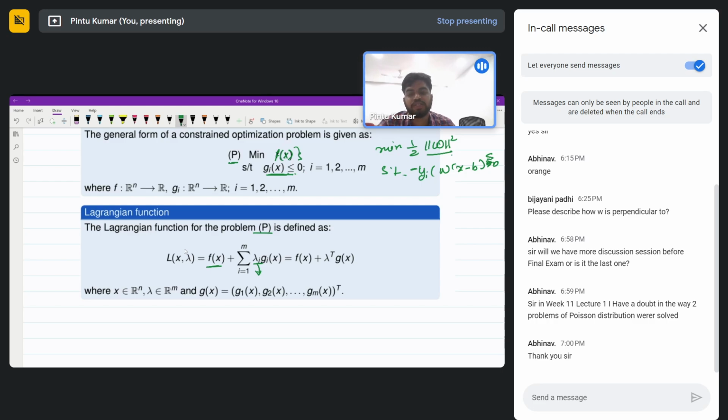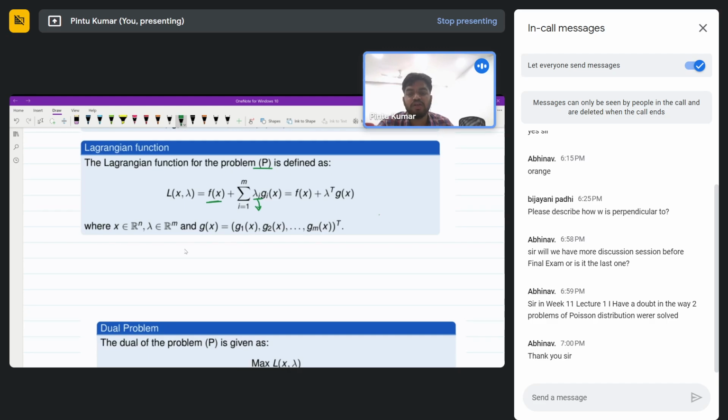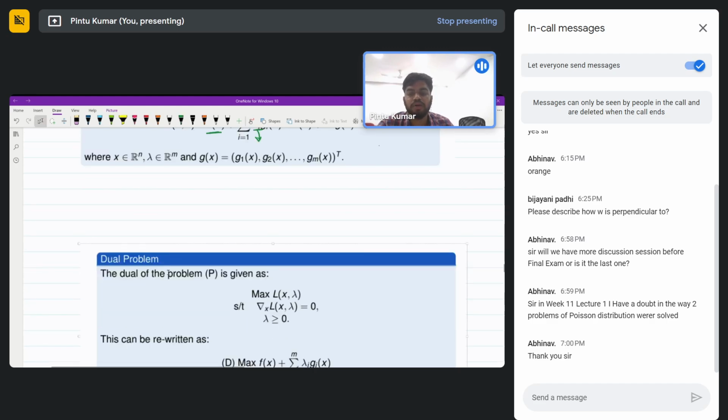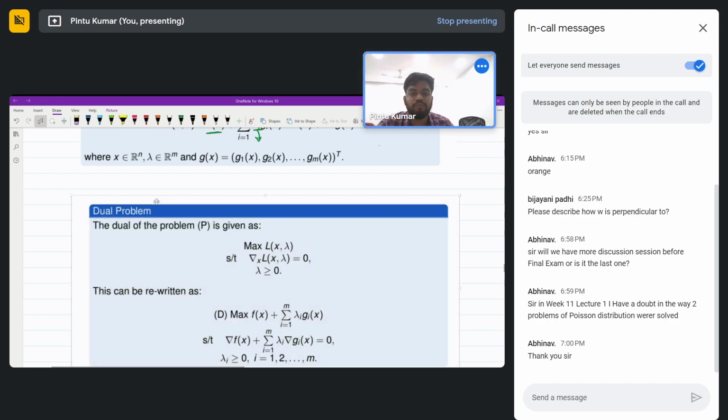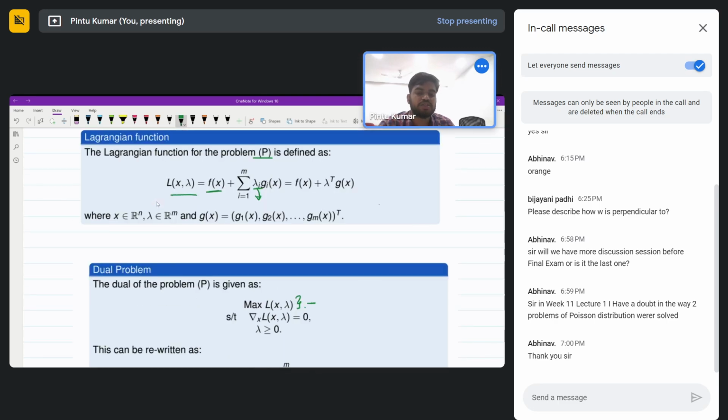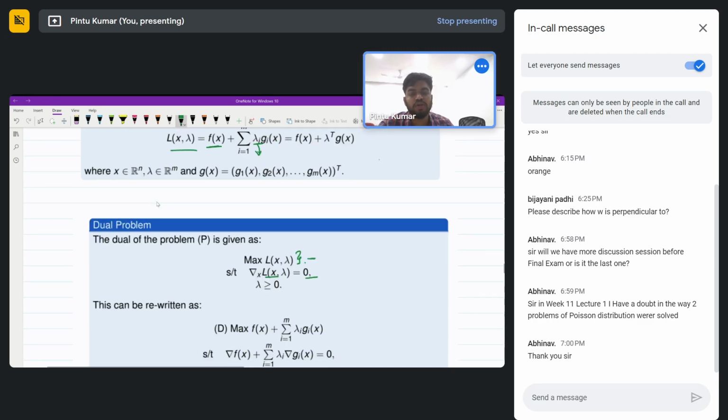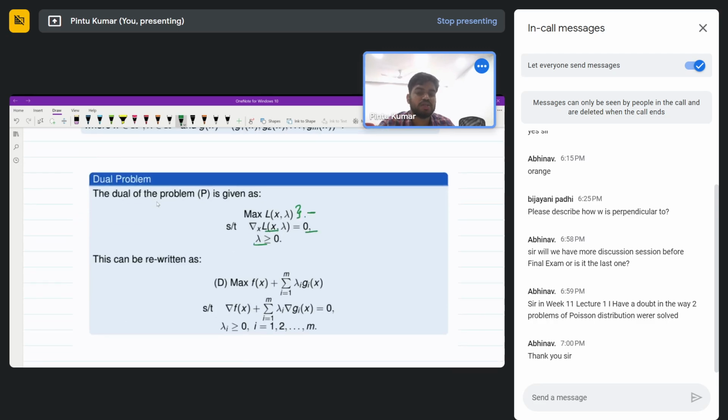So f of x plus lambda 1 times g1 of x plus lambda 2 times g2 of x and so on. This is the Lagrange function. Then the dual problem is given by maximizing the Lagrange function subject to the constraint that the gradient of your Lagrange function with respect to x is equal to 0, and your Lagrange coefficients are greater than or equal to 0. This is just the simplified form of the above.